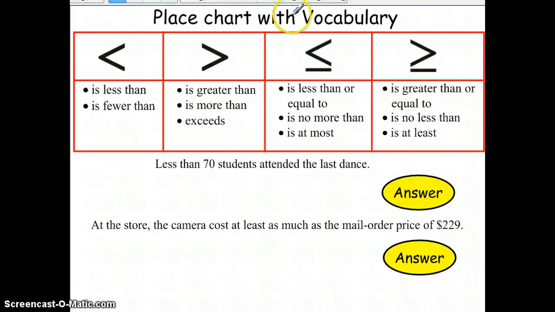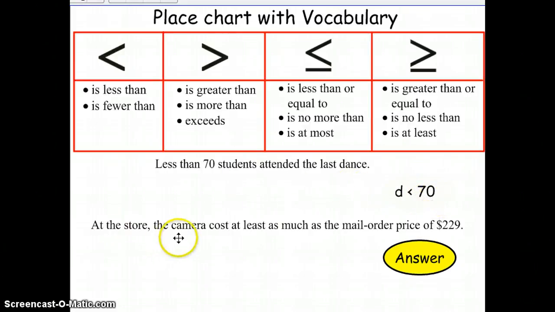So yesterday we already glued this into your notebook under your Frayer model for inequalities. We want to look at some of the key words that you'll be seeing in here. Yes, we know less than, greater than, less than or equal to. But we also use some terms like is at most, is at least. So let's look at this first inequality here. Less than 70 students attended the class dance. So now think about how you would show that using an inequality. So less than 70 students.